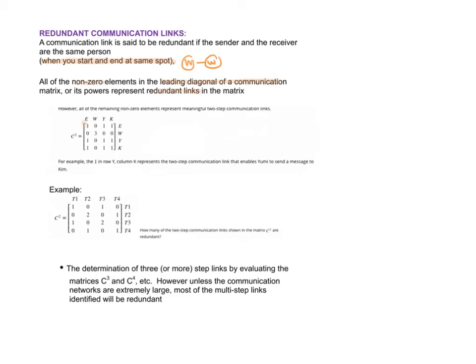So if you look here, this is in the two-step communication scenario. These ones are all redundant. So really, if I added them up, so 1 plus 3 plus 1 plus 1, there are actually 6 redundant links in this scenario, because we don't want to talk back to ourselves.